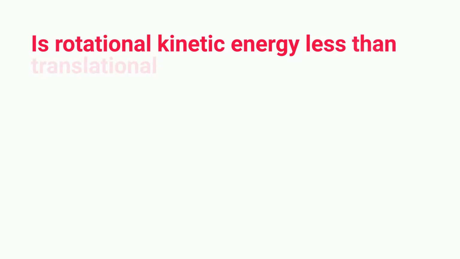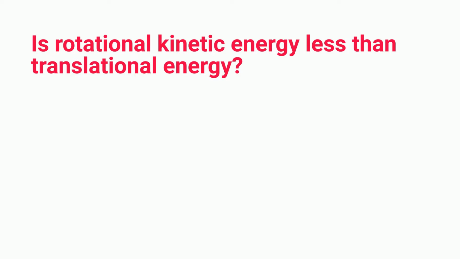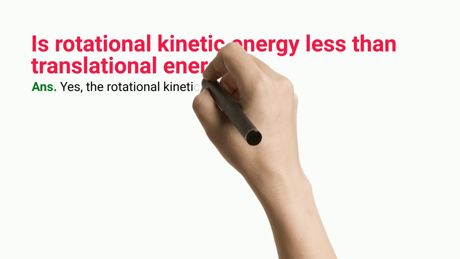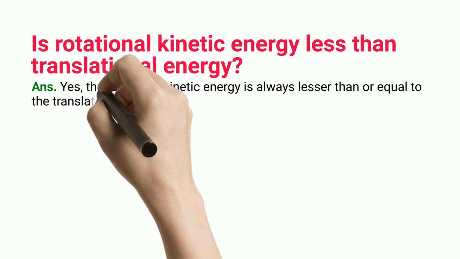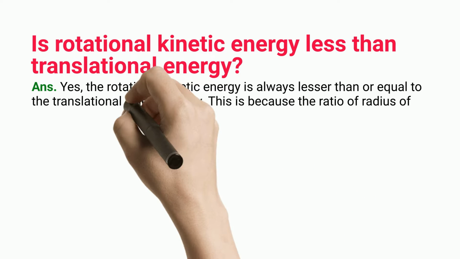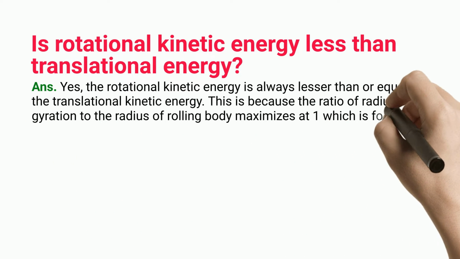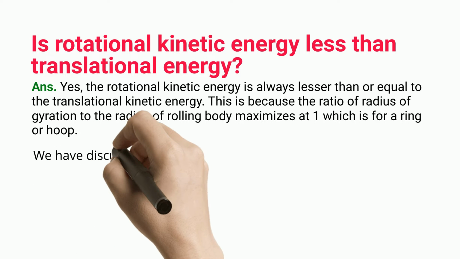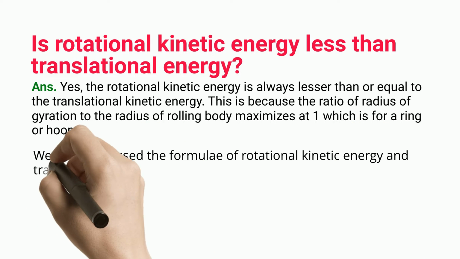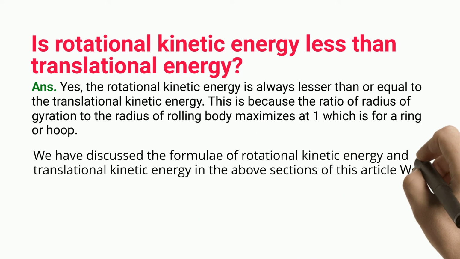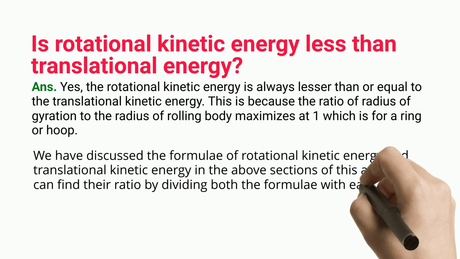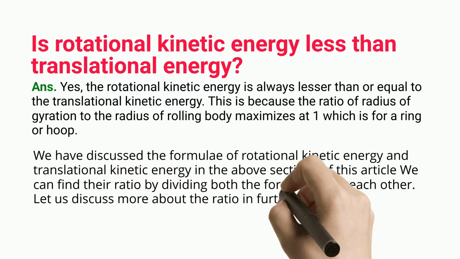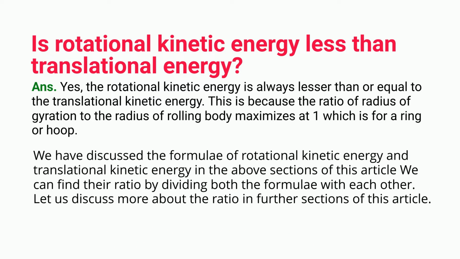Is rotational kinetic energy less than translational energy? Yes, the rotational kinetic energy is always lesser than or equal to the translational kinetic energy. This is because the ratio of the radius of gyration to the radius of the rolling body maximizes at 1, which is for a ring or hoop. We have discussed the formulae of rotational kinetic energy and translational kinetic energy in the above sections of this article. We can find their ratio by dividing both the formulae with each other. Let us discuss more about the ratio in further sections of this article.